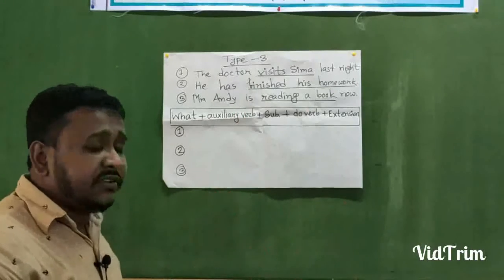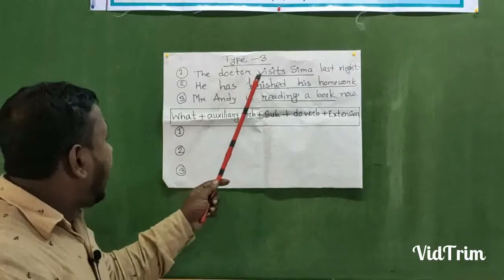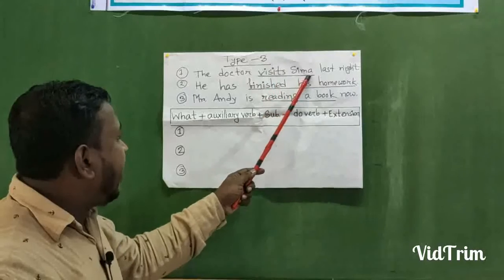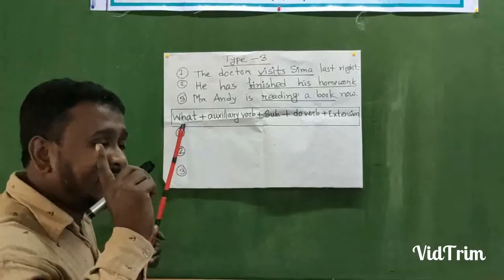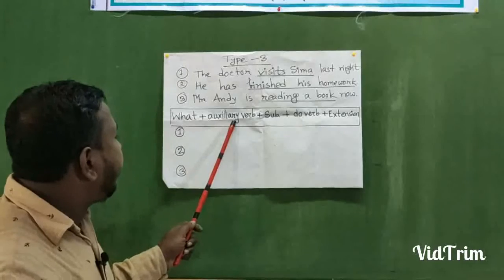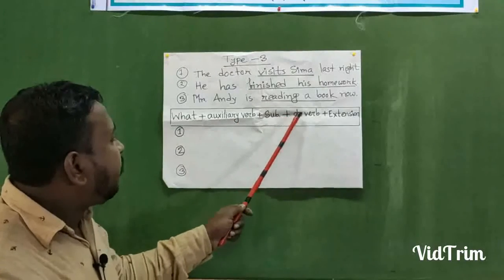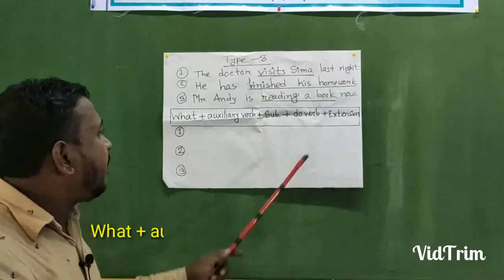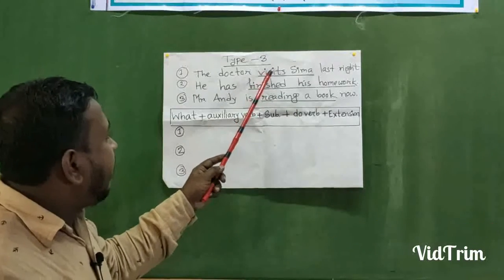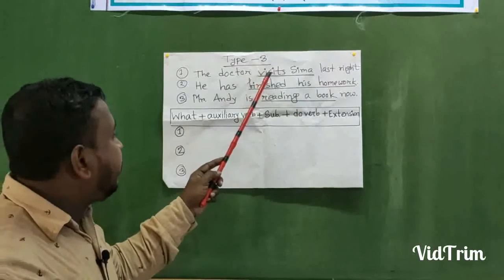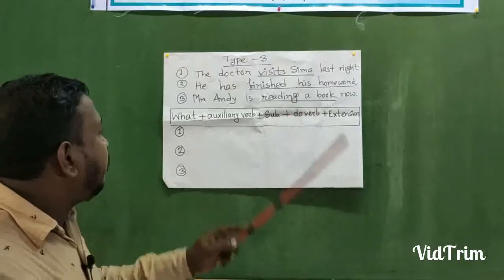For this type of sentence, the structure will be, for the main parts and other words, we have to use which word? Only the word what. Then auxiliary verb plus subject plus do verb plus expression. Do verb means the main verb. In this pattern we have to use do verb.